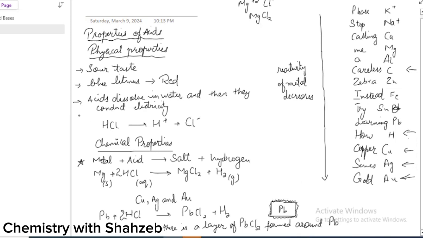Now let's move further towards the next property. Before moving further, I just want to explain one more important thing: when metal reacts with acid, they form salt and hydrogen. So there is a test for hydrogen that we must remember, because that is often asked in the paper as well.